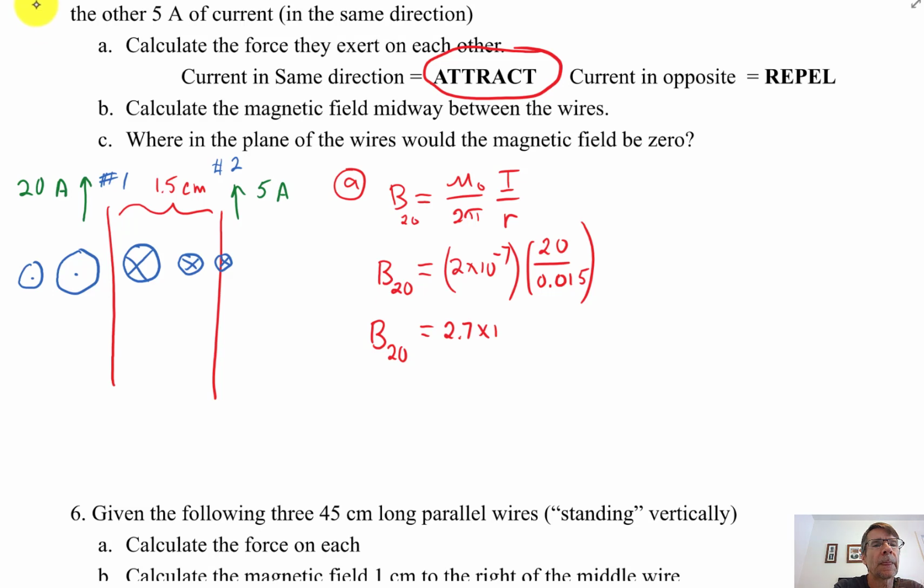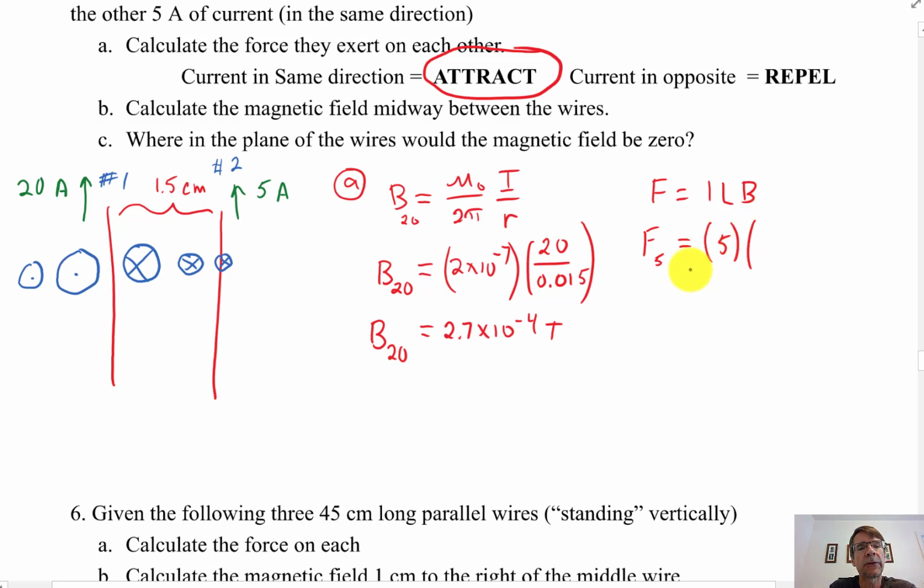So let's go back here. It was 2.7 times 10 to the negative 4th Teslas. Now I can use the equation F equals ILB sine 90 to figure out the force on wire number 2, the 5 amp wire. So the force on wire number 2 is the current in that wire, 5 amps, times its length, which was 25 centimeters, 0.25 meters, times the strength of the magnetic field that's hitting that wire.